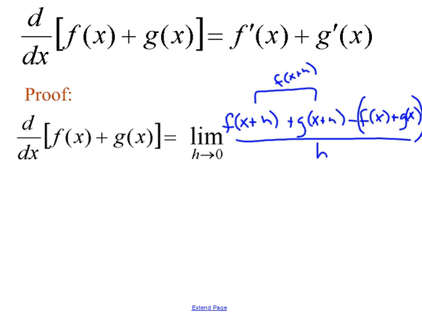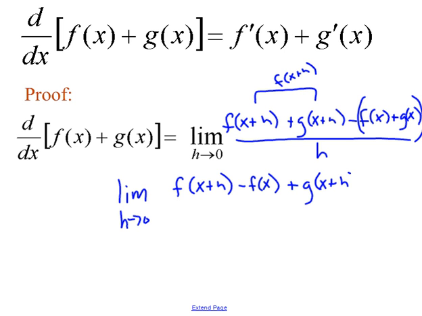Now I'm just going to rearrange things. So the limit as h goes to 0. And I'm going to put the f of x's together. So f of x plus h minus f of x. And I'm going to put the g of x's together. So plus g of x plus h. And remember to distribute. So that's going to be minus g of x all over h.